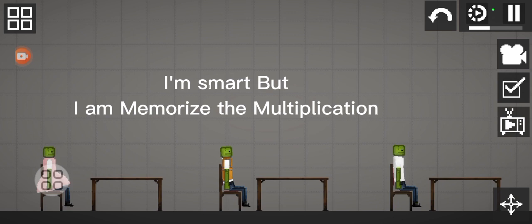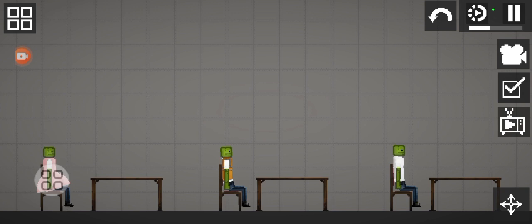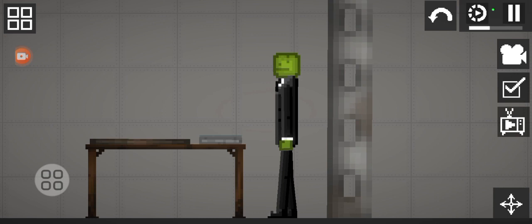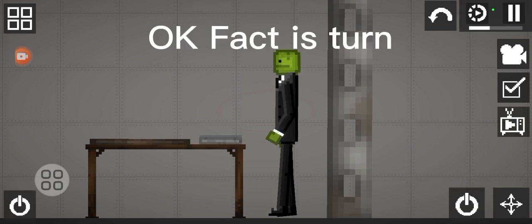Smart, but I have memorized the multiplication. Okay, back is turn.